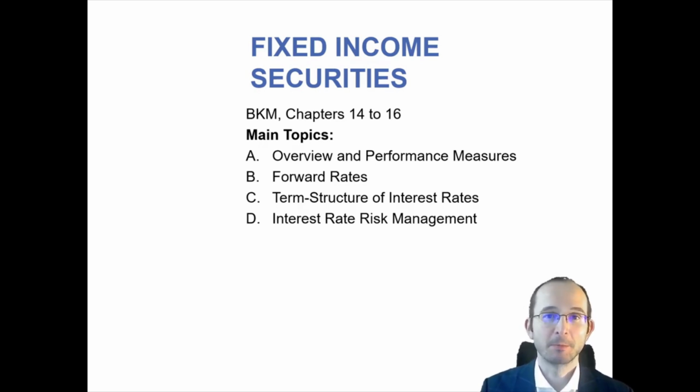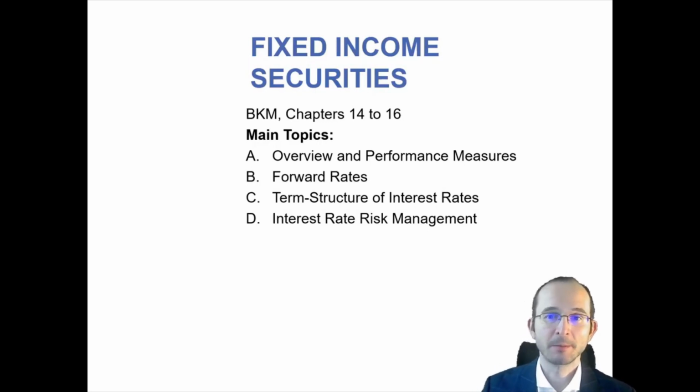So this part of the discussion will be based on Bodie, Kane, and Marcus, chapters 14 through 16. And we're going to start with a discussion about bond overview, bond pricing, and performance measures. We're going to talk about forward rates for interest. We're going to talk about the term structure of interest rates. And finally, how to manage the risk that you face from changing interest rates in a fixed income portfolio. So we'll go all the way to portfolio management with fixed income.